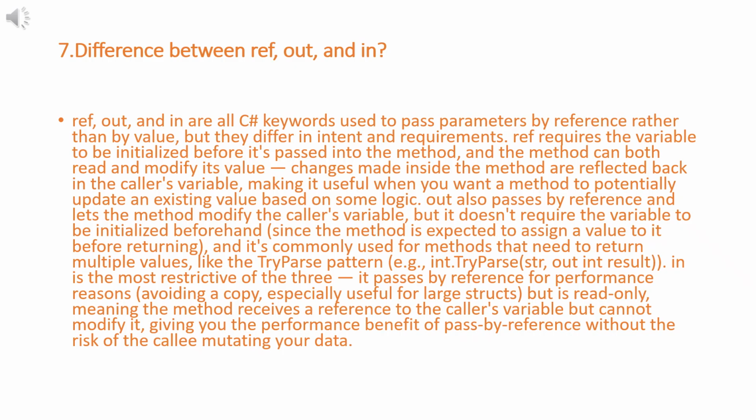In is the most restrictive of the three. It passes by reference for performance reasons, avoiding a copy, especially useful for large structs, but is read-only, meaning the method receives a reference to the caller's variable but cannot modify it, giving you the performance benefit of pass by reference without the risk of the callee mutating your data.